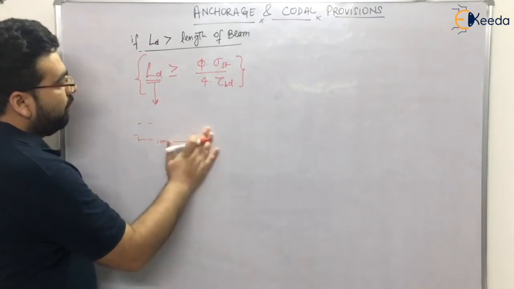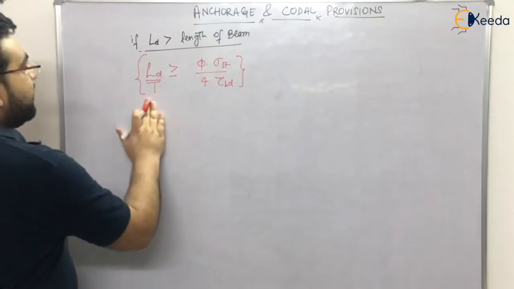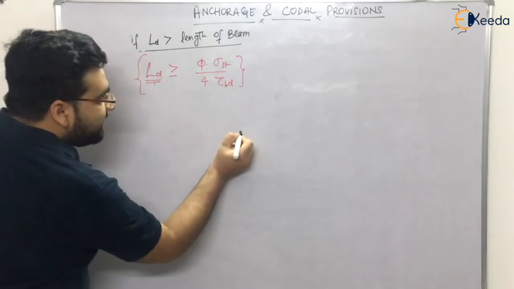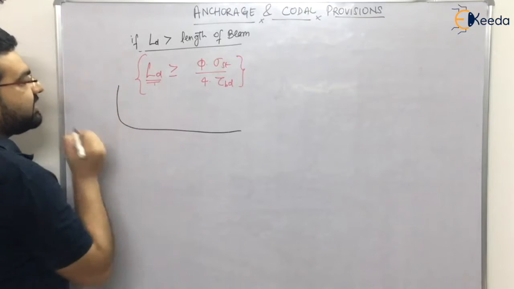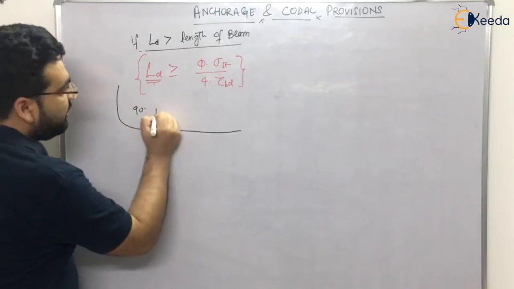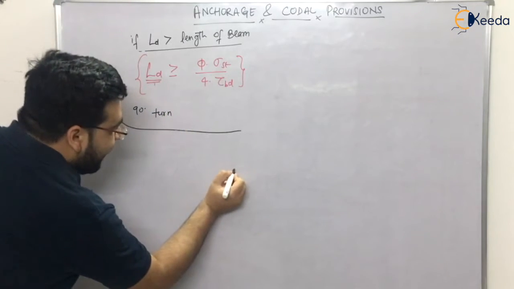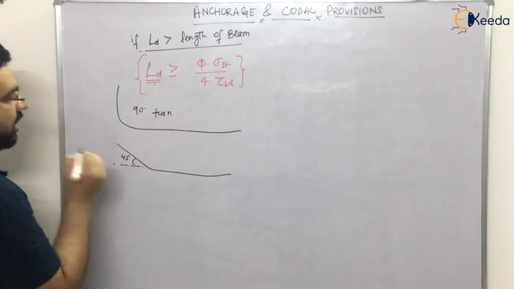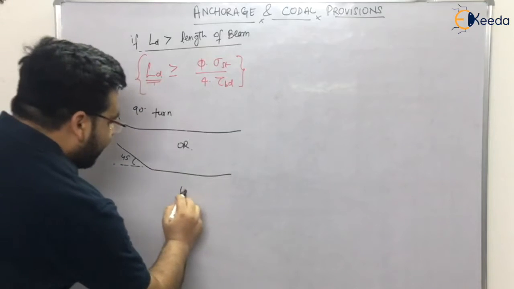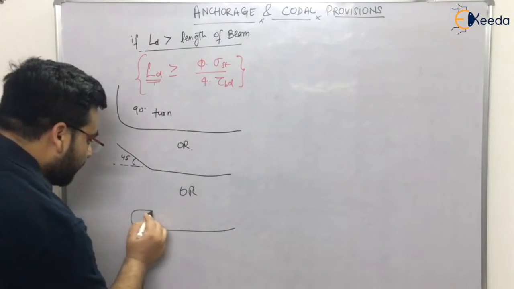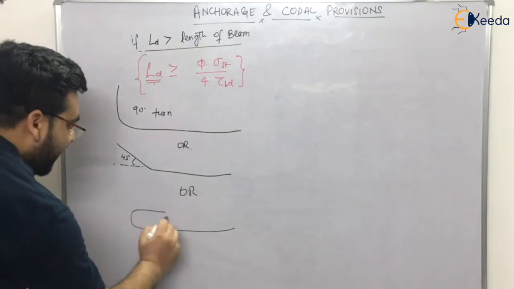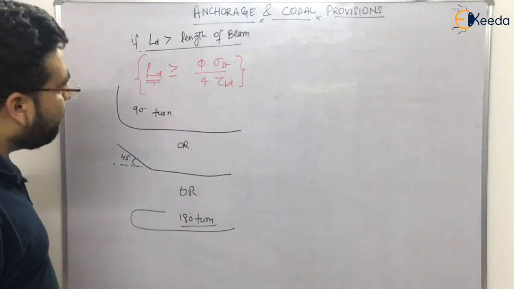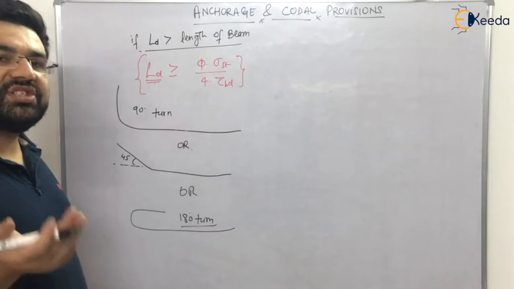Now let us see some codal provisions. What does the code say? The code says that this anchorage, let us say that this is a beam, can be like this. This is known as a 90-degree turn, or this anchorage can be like this. This is known as the 45-degree turn, or this anchorage can be like this also. This is known as the 180-degree turn. So which turn do we have to implement? It depends upon the development length, how much the development length is.